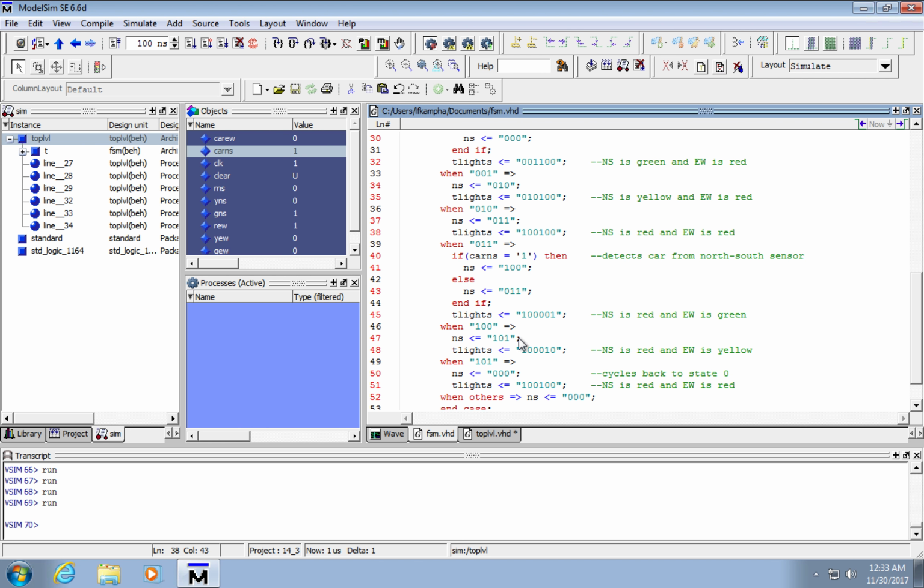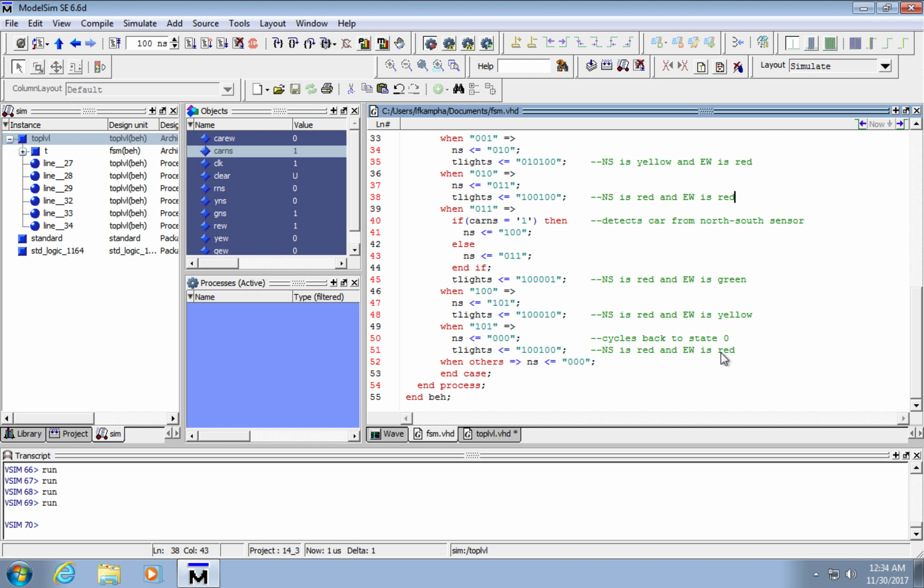So in state 4 is when the east-west will change from green to yellow. Then it will also go through the motions to change, and once both lights are red, it will cycle back. From state 5, it cycles back to state 0 for north-south to be green.